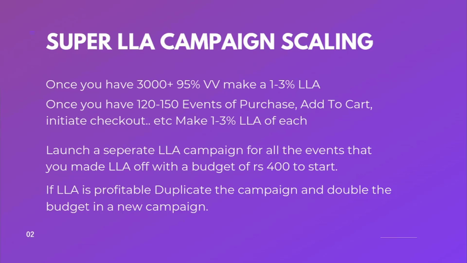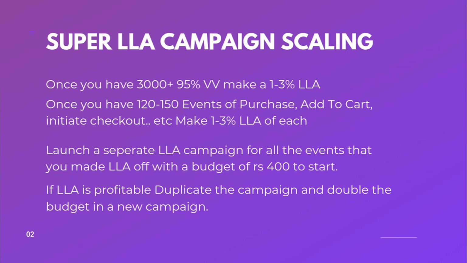So you will make a separate campaign, let's say a single campaign for 95% video views, a single campaign for purchase, a single campaign for add to cart, and a single campaign for initiate checkout. So you can do that. And within each and every campaign there will be three ad sets: 1% lookalike, 1 to 2% lookalike, and 2 to 3% lookalike, and run them with a budget of 400 rupees to start. If the lookalike campaign is profitable, you can duplicate the campaign and double the budget.